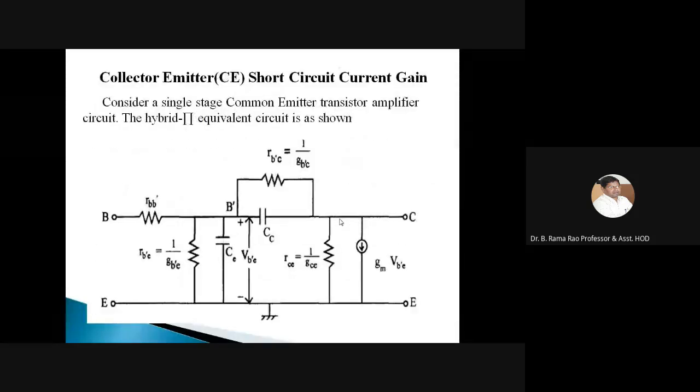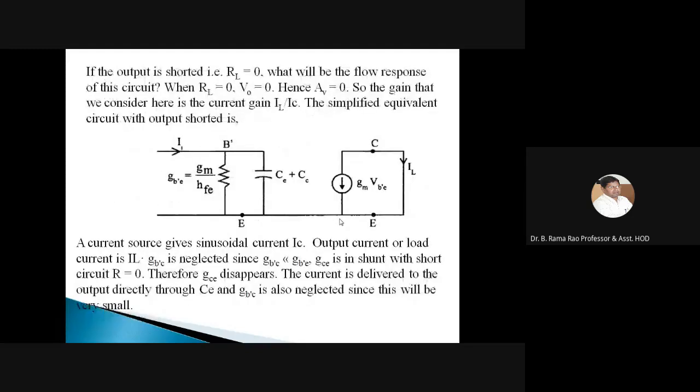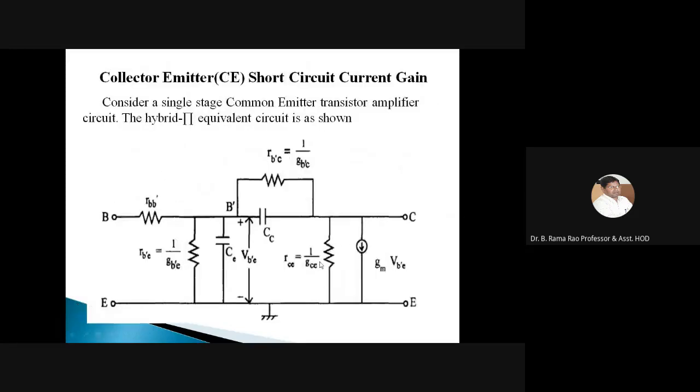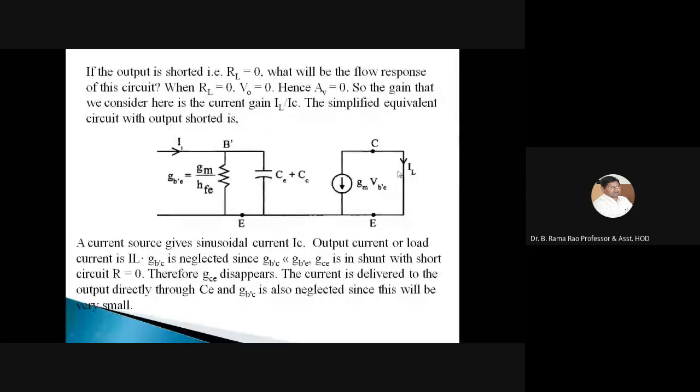After that, we went through the calculation of the CE short circuit current gain. Taking the hybrid pi equivalent circuit, we assume the output is shorted, RL equal to 0. Then the capacitor and RL disappear, and the other branch is open circuited because its resistance is much greater, so we can redraw the circuit. With the output short circuited, the output voltage is 0, so the voltage gain is also 0. Then we express the gain as current gain, which is output current IL by input current Ii.